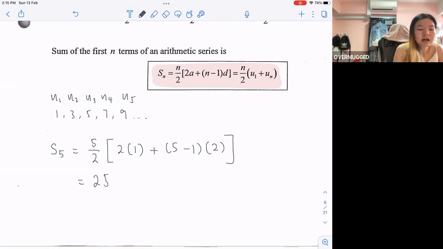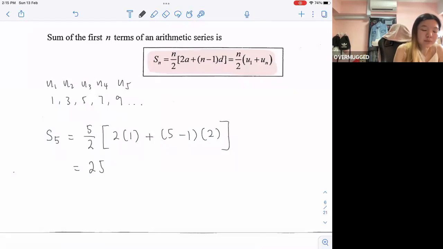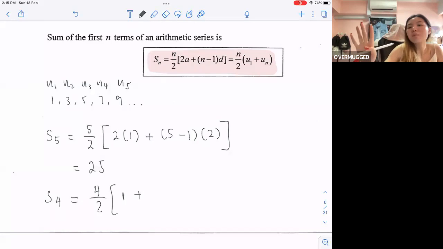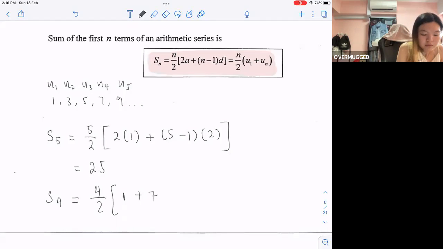Let's see how it goes with the other formula, the second formula. Let's say I want to find S4. I will just do n, which is 4 over 2 times my U1, which is 1, plus, and then my U4, because I want S4, will be 7. In other words, it will be 2 times 8, which is 16.